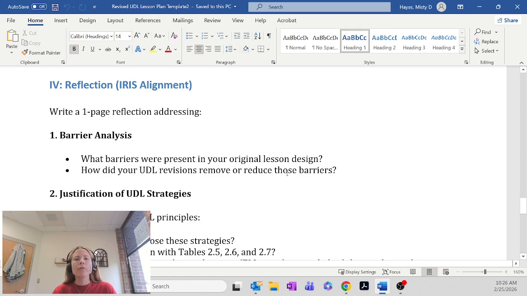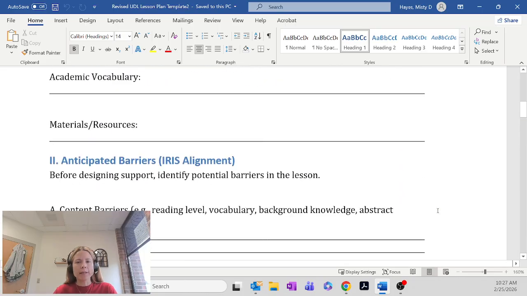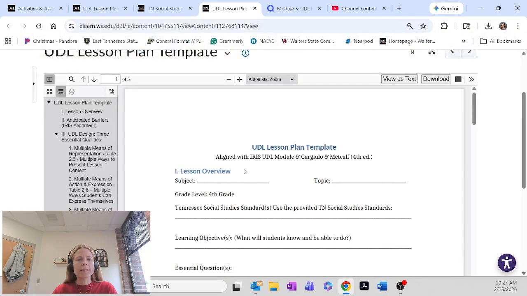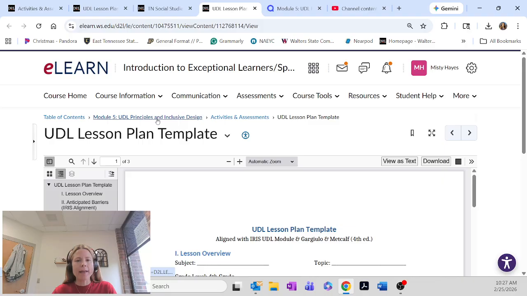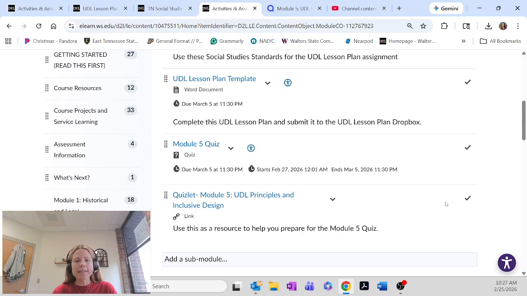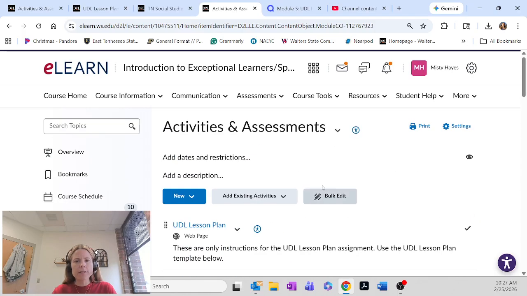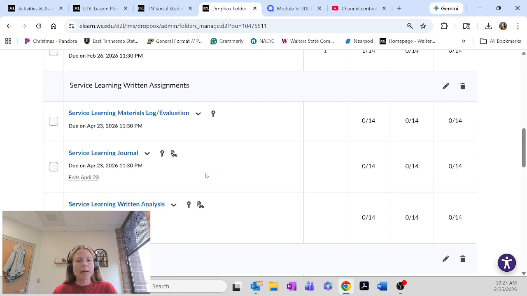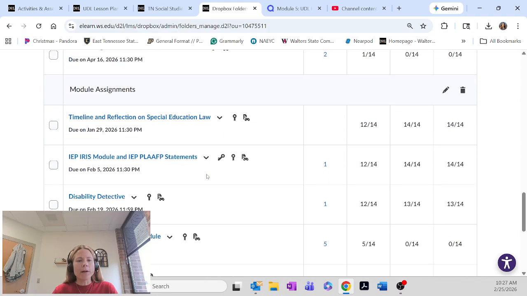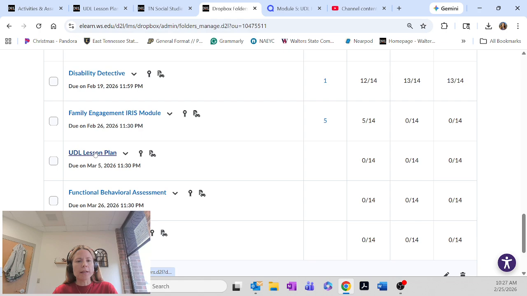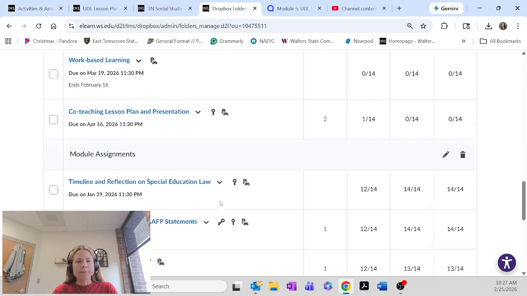I would like it to stay as one running document, so do not submit a reflection and then a second document for your lesson plan. Just have it all on one thing. It makes it easier when I'm grading. And again, just look at your rubric to see what criteria I'm grading on. And again, you will be submitting that to the Dropbox. I did not include the Dropbox here because it got confusing for a few students. So just go to assessments and you'll click on Dropbox, and then you're going to go down to where it says module assignments, and you will click on UDL lesson plan. And again, this is going to be due on March the 5th at 11:30 p.m.